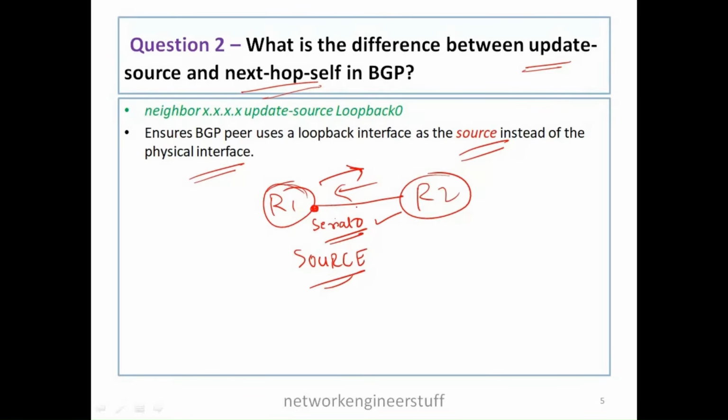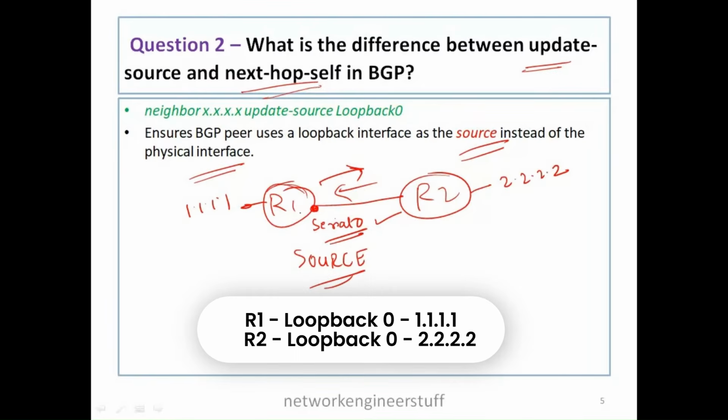But in multiple cases, like we have seen, we use loopback interfaces. Now let's say R1's loopback is 1.1.1.1 and R2's loopback is 2.2.2.2. So whenever we are configuring the neighborship for R2 on R1, we will configure it as neighbor 2.2.2.2. Whenever we configure like this, by default, that BGP packet or the BGP message will be sourced from serial 0.